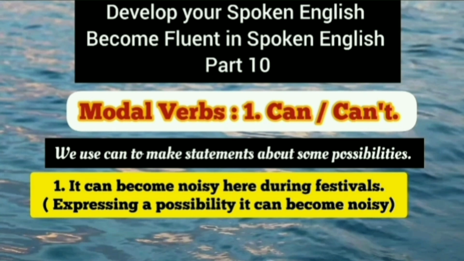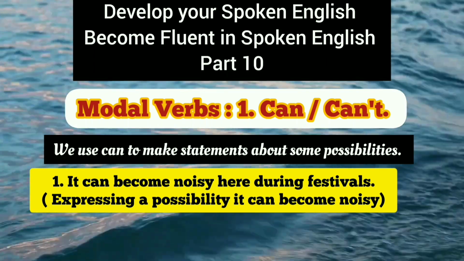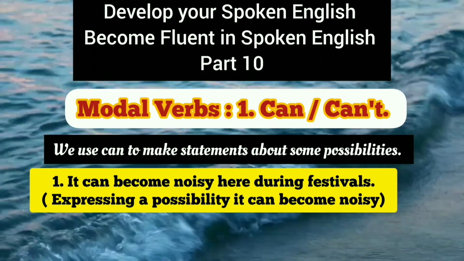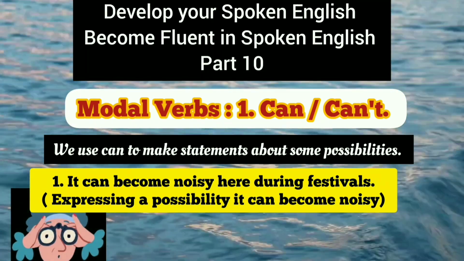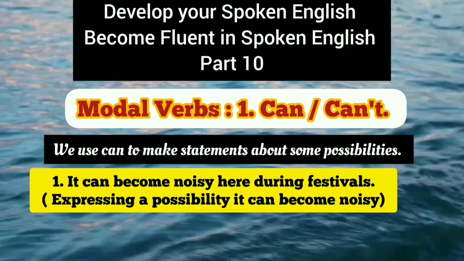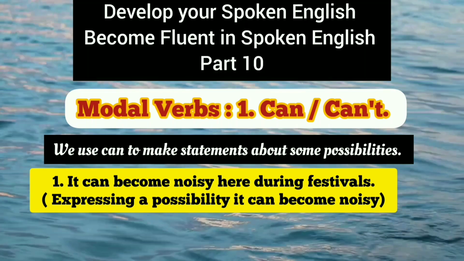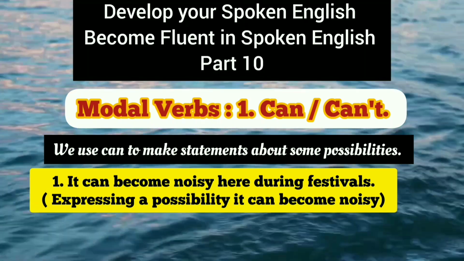We also use can to make statements about possibilities. So as you see in the example, it can become noisy here during festivals. So it is about possibilities, that is, expressing a possibility. It can become very noisy during festive season, right? So when I'm expressing a possibility, that time I can use can, because this sentence is expressing a possibility that it can become very noisy during festive season.